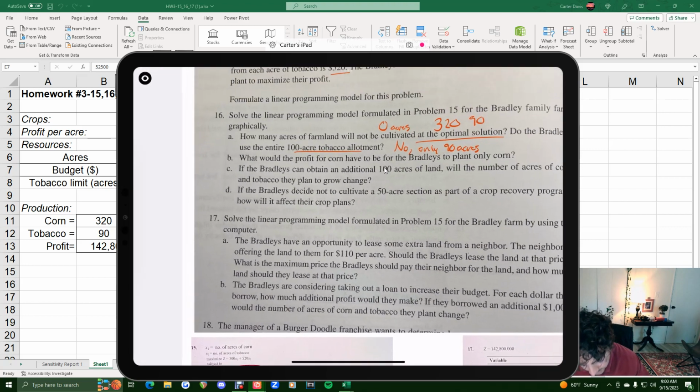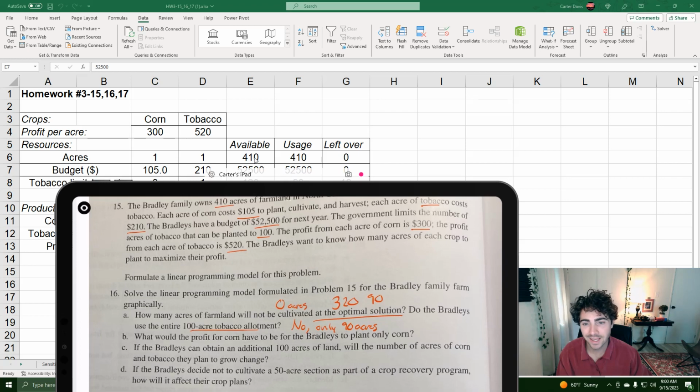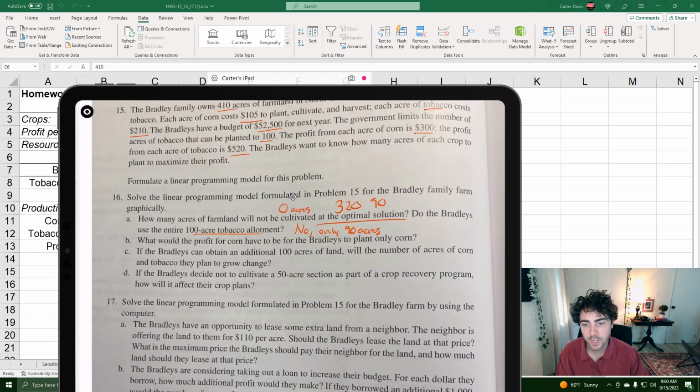The next part of 16, they say how many acres of farmland will not be cultivated at the optimal solution? That would be 0, because at the optimal solution they're using 320 for corn, 90 for tobacco, and 320 plus 90 is 410, and they only had 410 to begin with. So 0 will not be cultivated.